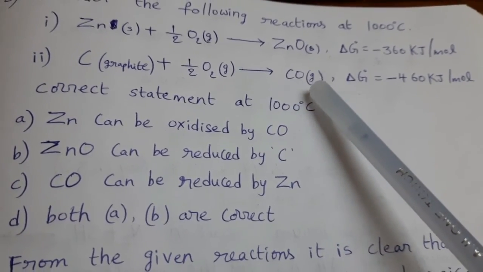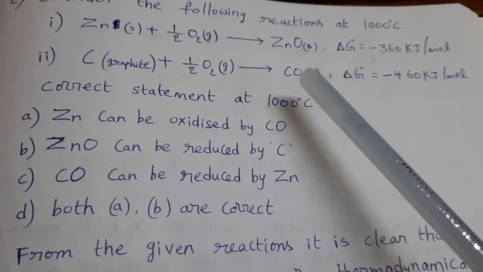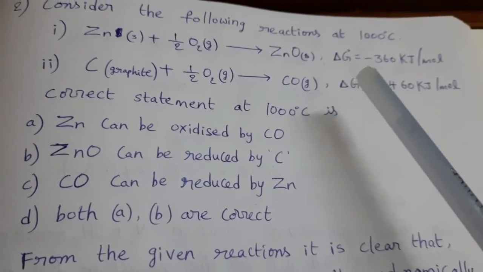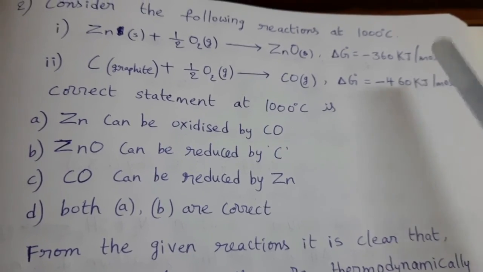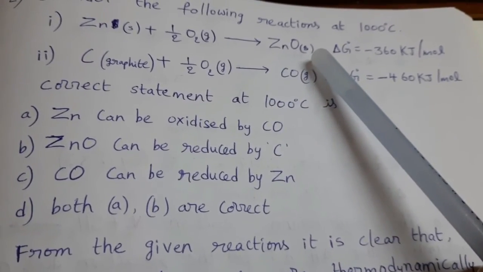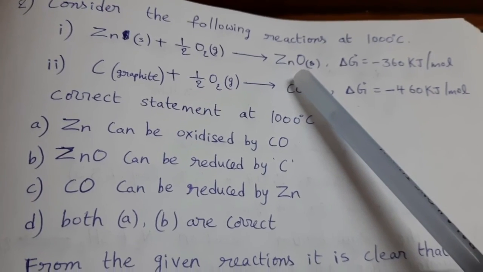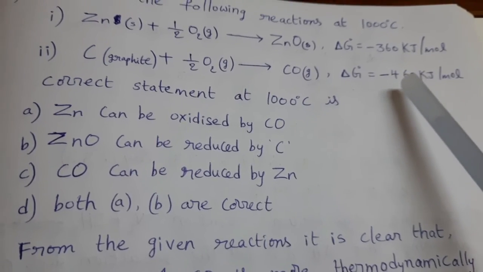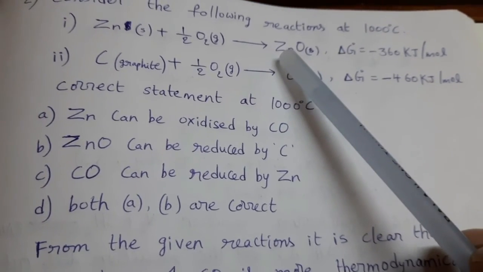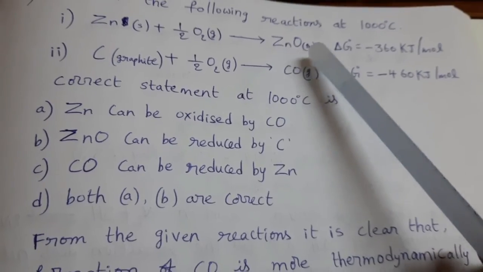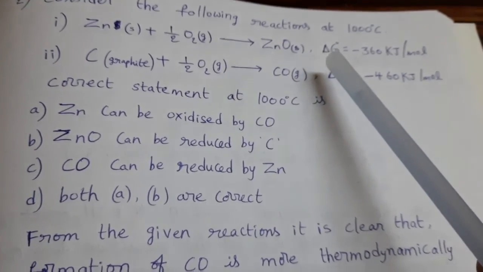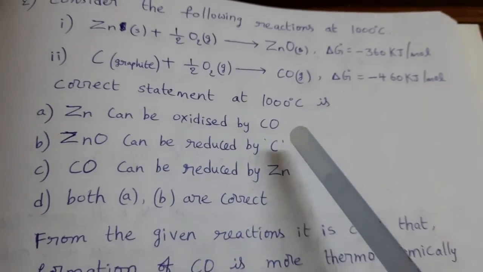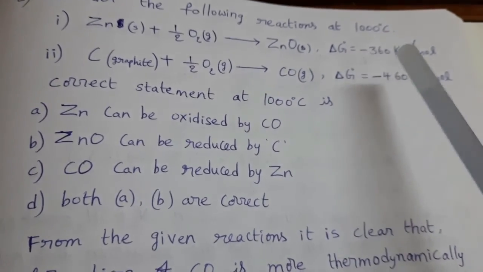How can we get CO? Zinc oxide treated with carbon, then we can get CO. What is the equation? ZnO plus C gives rise to Zn plus CO. In ZnO, zinc, what is the oxidation state? +2. Product side, zinc is there. Zinc elemental form, what is the oxidation state? 0. +2 changing to 0 means oxidation state increases or decreases? Decreases. So ZnO can be reduced by carbon. This is the correct statement based upon these equations.